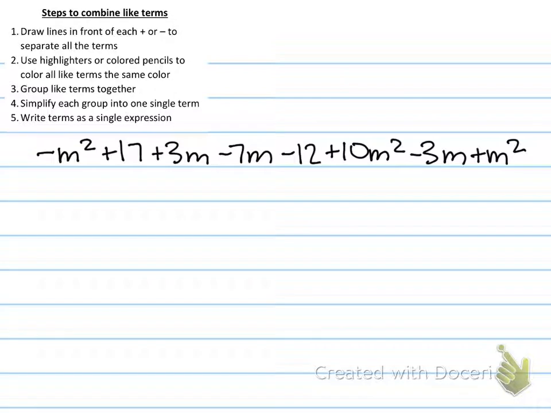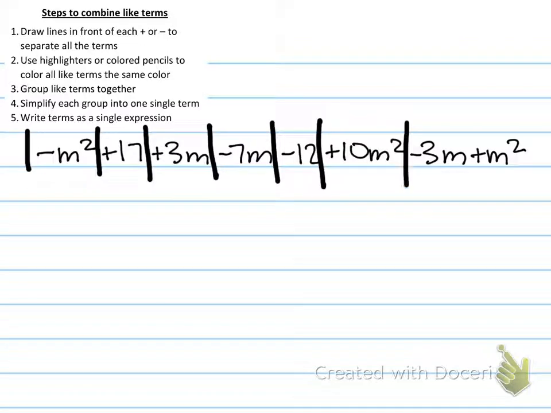For our final example, we are going to look at terms that have exponents just to see how that kind of changes things a bit. So I'm going to follow the exact same steps. I'm drawing lines in front of each plus sign or negative sign so I can separate all my terms. So I always start with this line in the front. I put this in front of that plus sign, and I keep going to separate the terms. The sign should always be in front of the term.